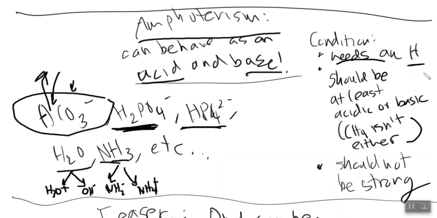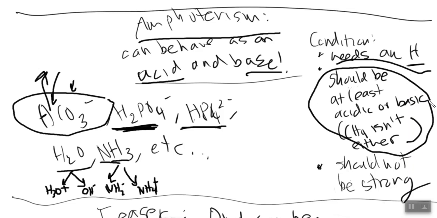Awesome. So let's talk about the conditions for amphoterism. It needs to have an H in it, or else it can't be an acid. It should be at least acidic or basic. For example, methane is neither acidic nor basic, so we don't consider it an amphoteric substance, even though it could be, but it doesn't react like that.